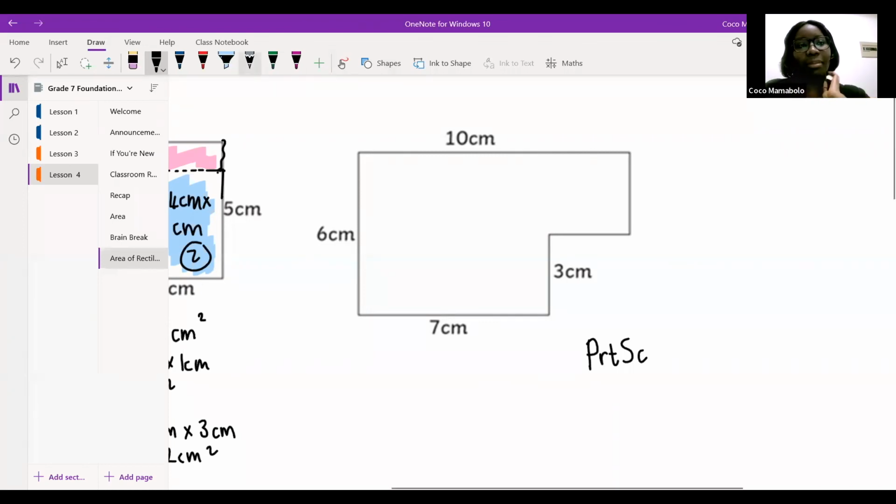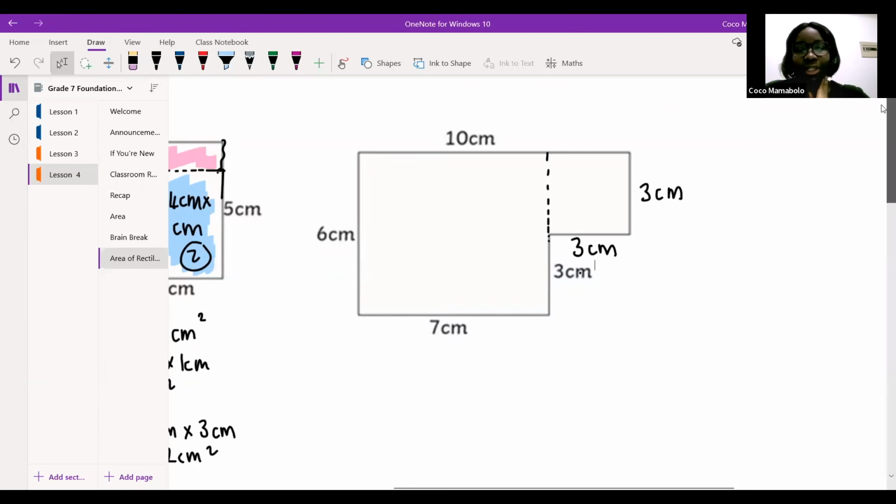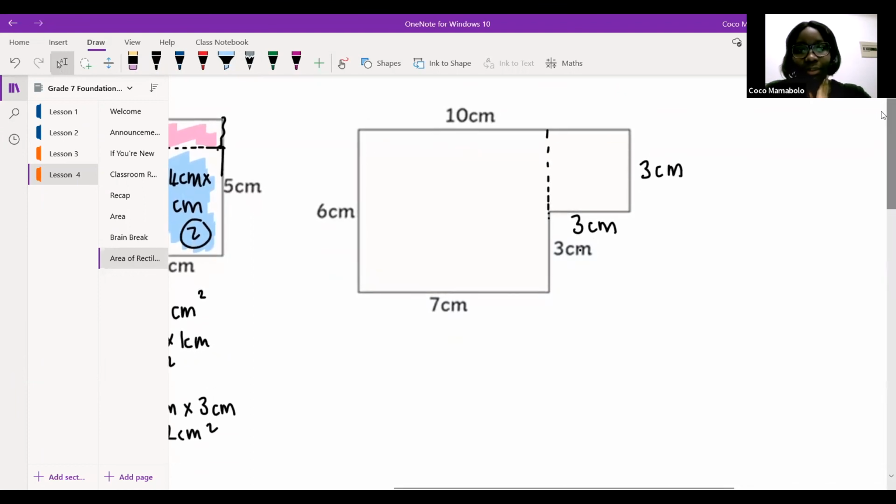Okay, I'm going to do this one very quickly, and I'm going to split mine this way. If this is 7 and that's 3 and that's 10, that's fine. If this side is 6 and I already have 3, this is 3 centimeters, and the side over here is 3 centimeters.